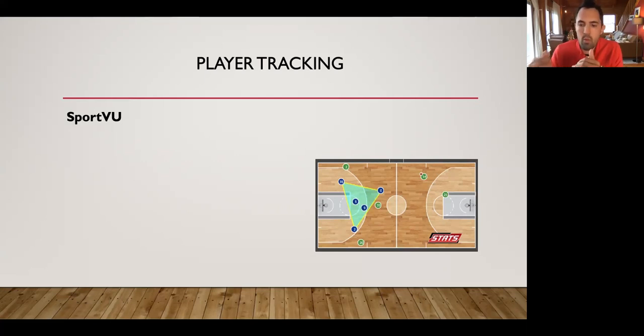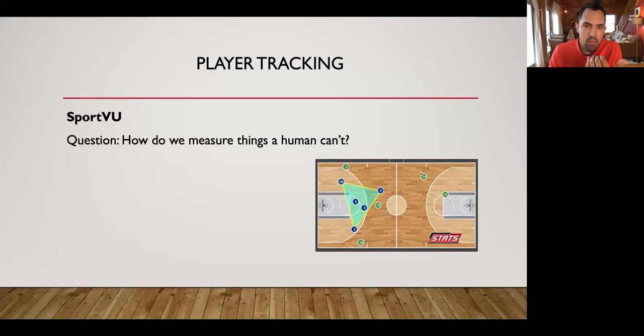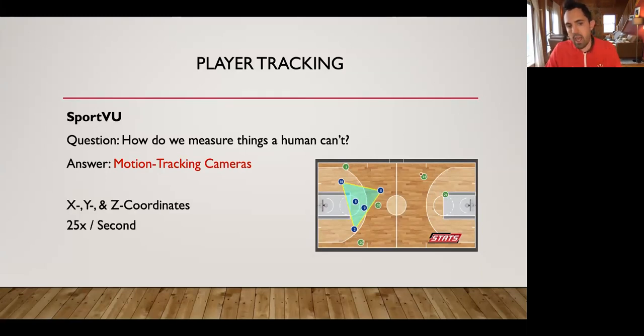So we can know where people are moving around on a soccer field. And it wasn't long before they realized you could do the same thing with basketball, and that by doing this, you could measure a bunch of stuff that a human can't. You could quantify spacing, you could measure dribbles and passes and all kinds of stuff like that you just can't chart by hand very well. They used these motion tracking cameras, and they captured X, Y, and Z coordinates for all 10 players and the ball 25 times a second for the entire game.